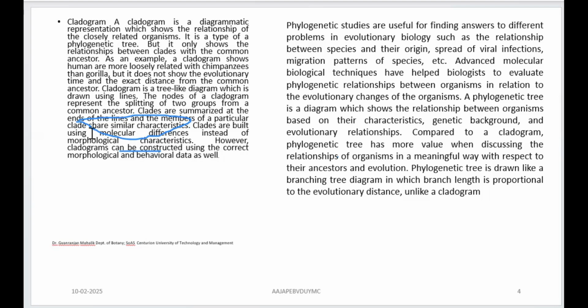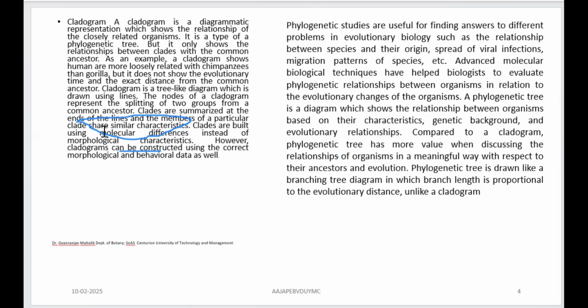However, a cladogram can be constructed using morphological and behavioral data as well. So it's not that you only look for molecular differences when you are developing a cladogram. You have to take help of morphological as well as behavioral and metabolic data also.